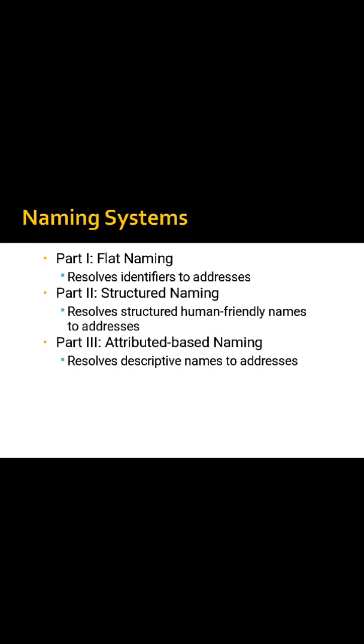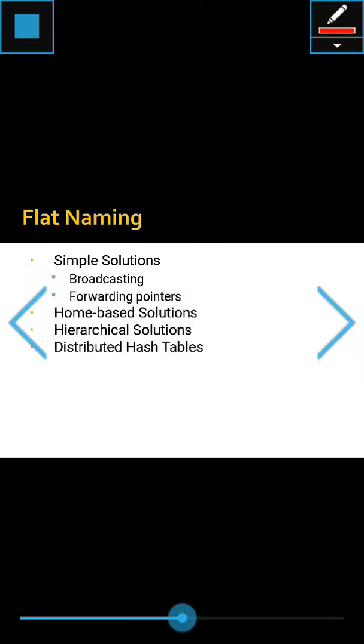There are three types of naming system. The first one is flat naming. Flat naming resolves identifiers to addresses. The second one is structured naming. In structured naming, human-friendly names are resolved to addresses. The third is attribute-based naming. In attribute-based naming, descriptive attributes are used as addresses or as identifiers.